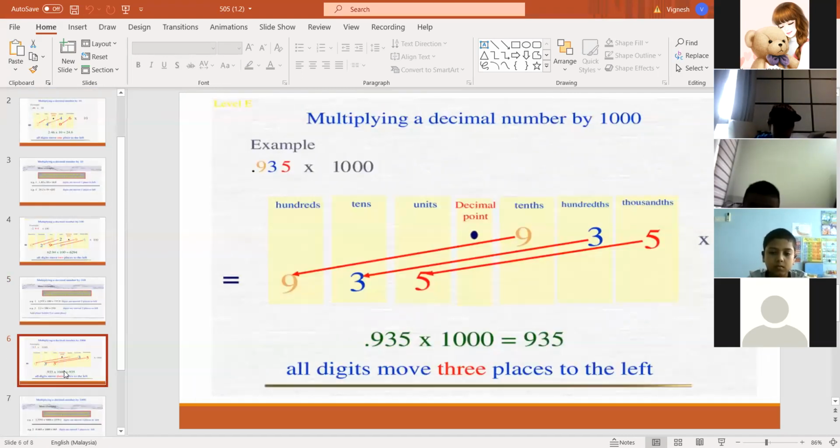Same goes to 1000. For 1000, how many decimal places do you need to move to the right? Class, thousands mean how many?